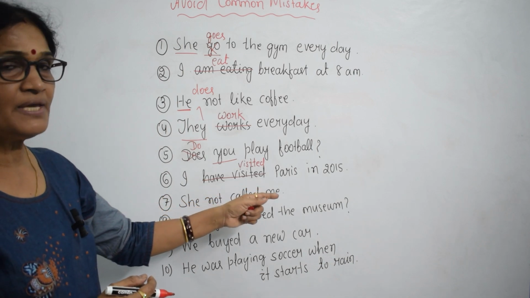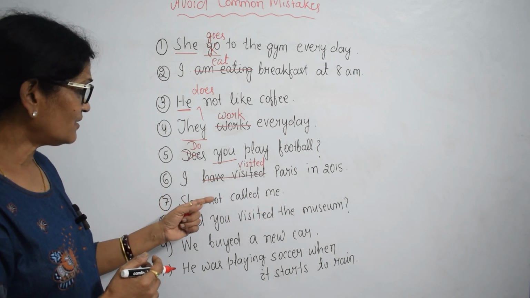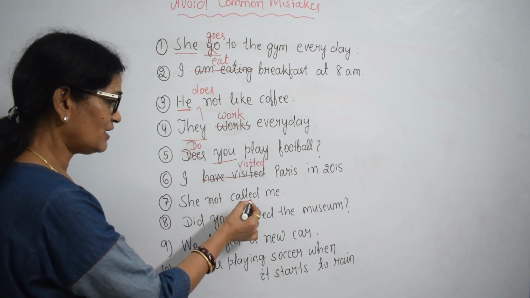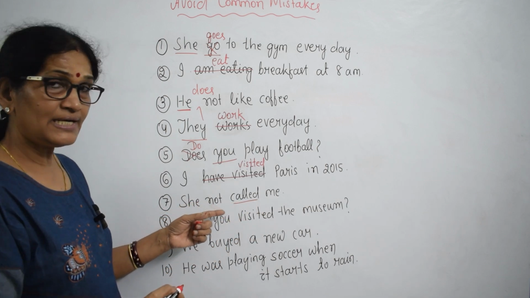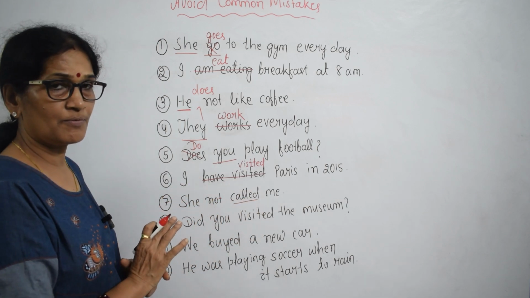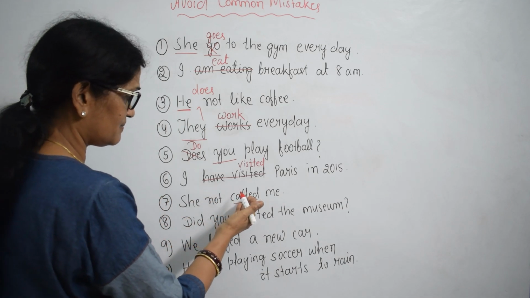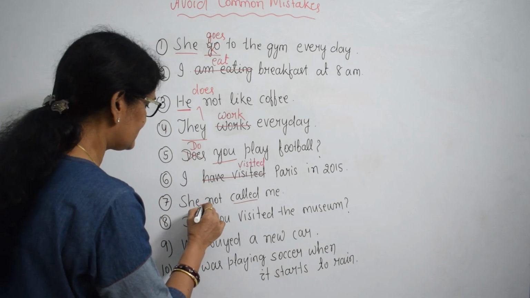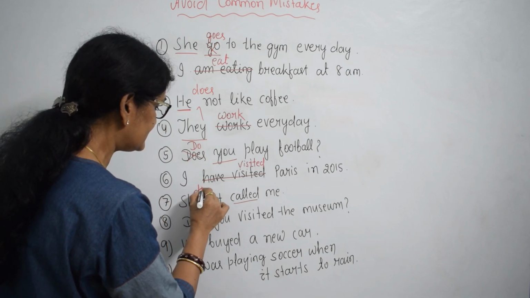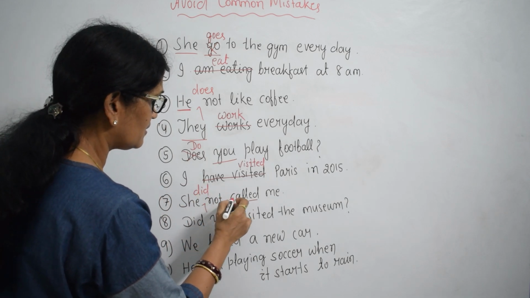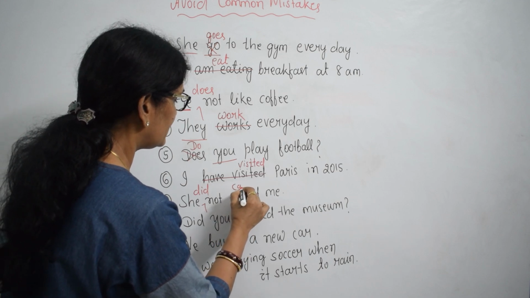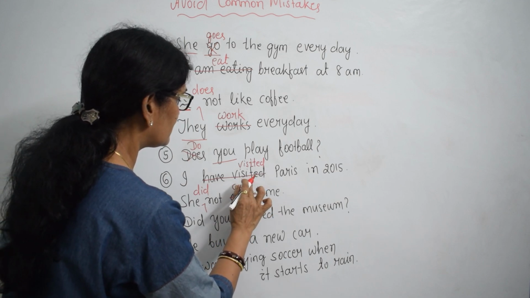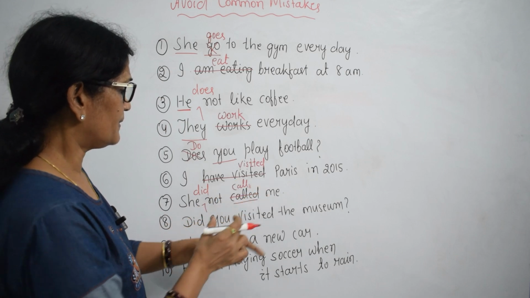She not called me. Okay. Called is simple past. In a negative sentence, we use the base form of the verb, not the past form of the verb, when the auxiliary verb is did. She did not call. Instead of called, call. She did not call me.